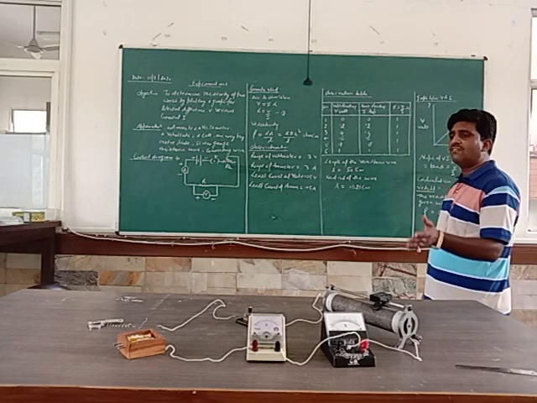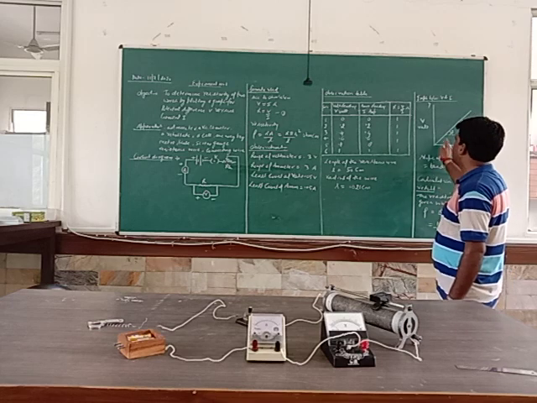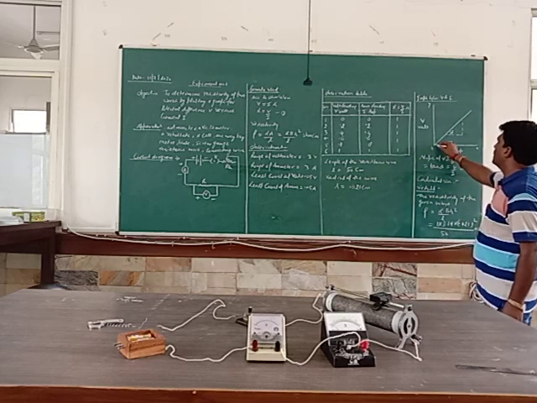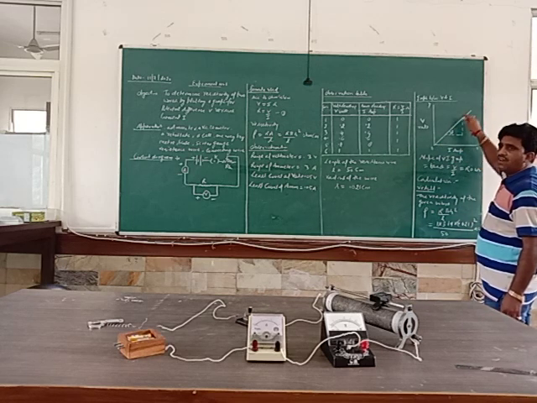We are taking the readings of voltage versus current, and the resistance of this wire we found is 1 ohm. When we plot the graph of voltage versus current, because voltage and current are proportional to each other, the graph will be a straight line.